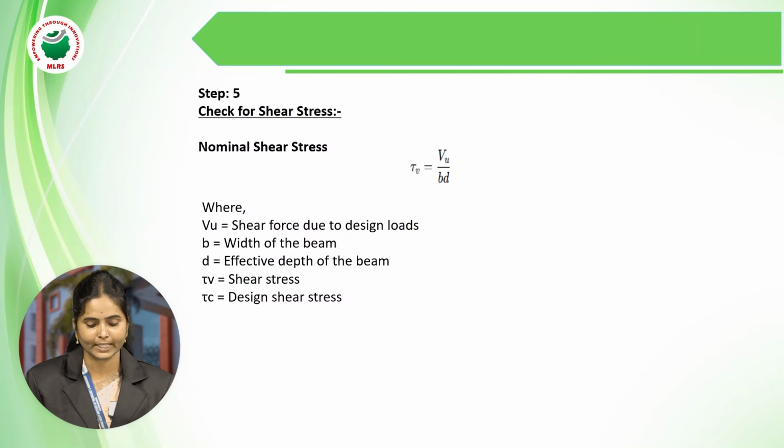Next, now we are going to step number 5, check for shear stress. Nominal shear stress tau v is equal to Vu by bd, where Vu is the shear force due to the design loads, b is the width of the beam, d is the effective depth of the beam, tau v is the shear stress, and tau c is the design shear stress.